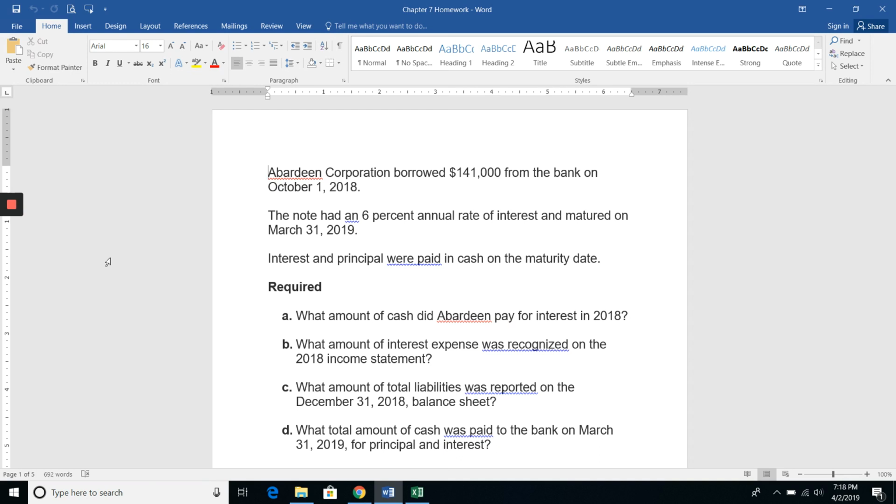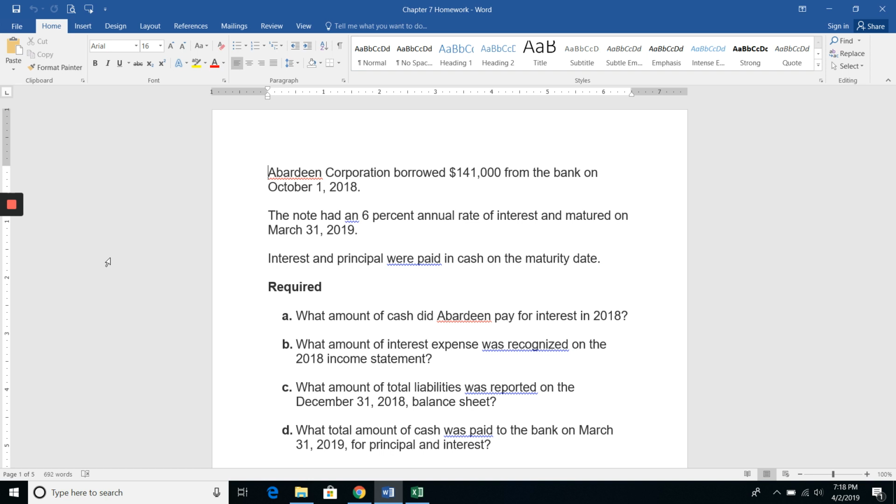Our first question, we're looking at a note payable where the company borrowed $141,000 in this example from the bank on October 1st. The note had a 6% annual rate of interest, and it matures on March 31. So we have October, November, December, January, February, March. So we have a 6-month note payable. We're not actually covering a full year.